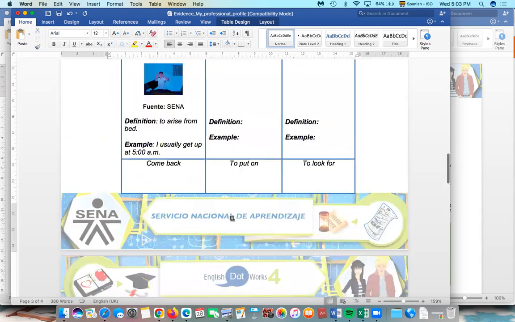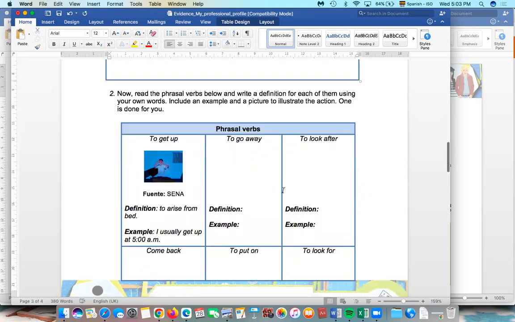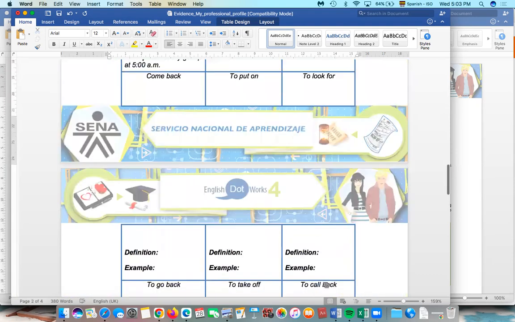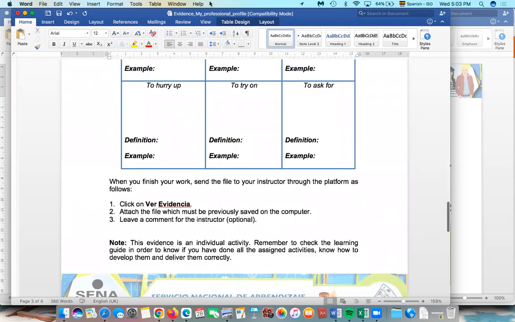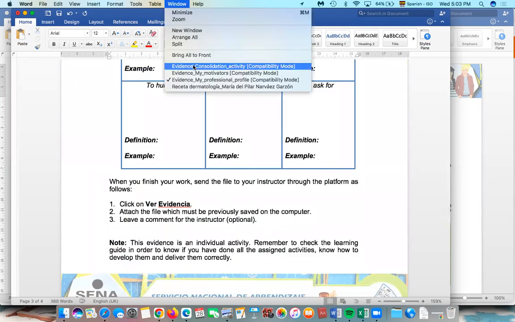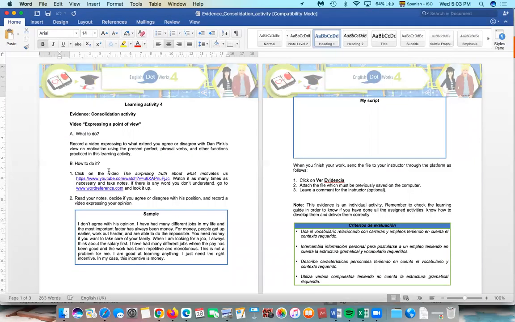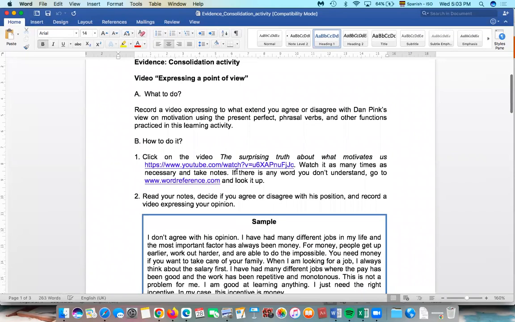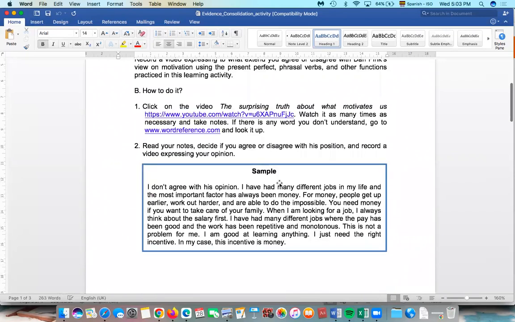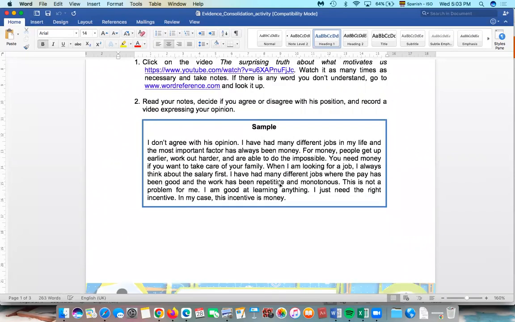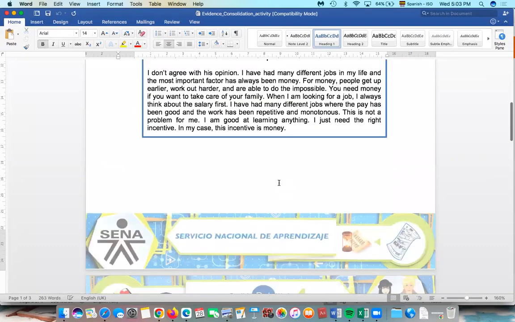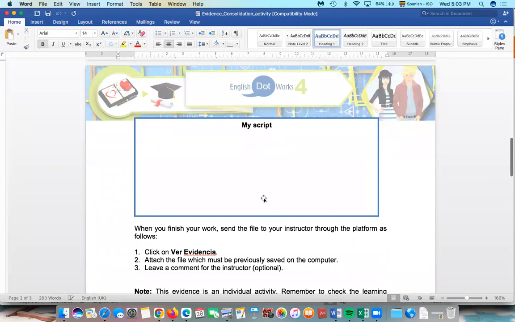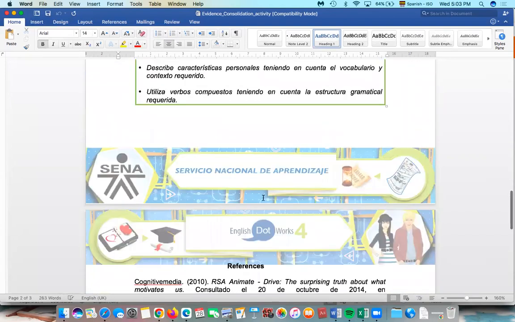The second part here is to give examples with the phrasal verbs that you presented. And finally, we have the consolidation activity, which is to give your opinion based on this video. You need to watch this video and say whether you agree or disagree and why. You can write it down, but you also need to send a recording with your opinion.